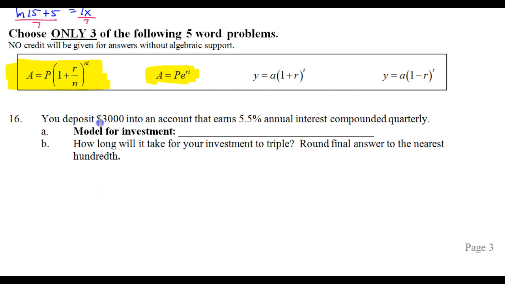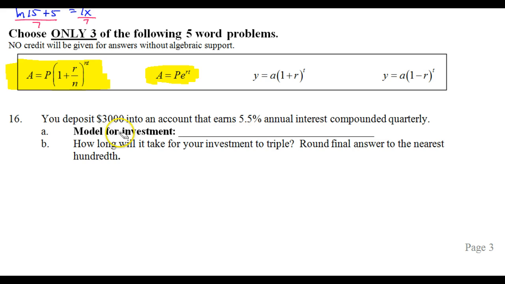So for number 16, let's see what's going on. You deposit $3,000 into an account that earns 5.5% annual interest compounded quarterly. Okay, so right here you see we're dealing with compound interest. So we're dealing with one of these two. Now, is it the first equation or the second equation? Well, they said compounded quarterly. Alright, that lets us know to use the first equation. We only use the second equation when it says continuously.